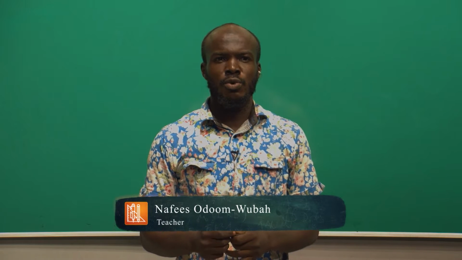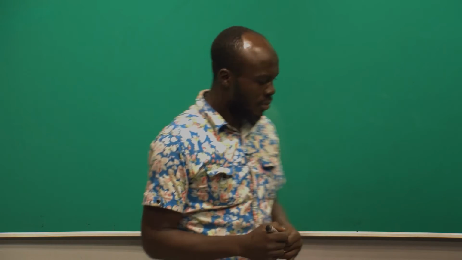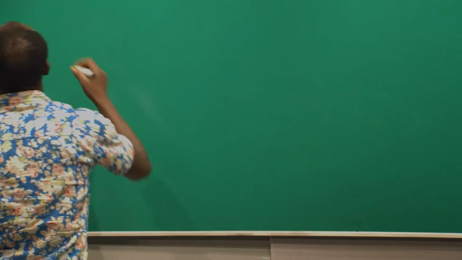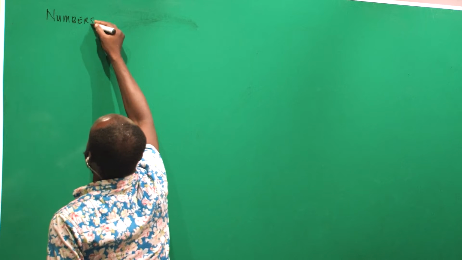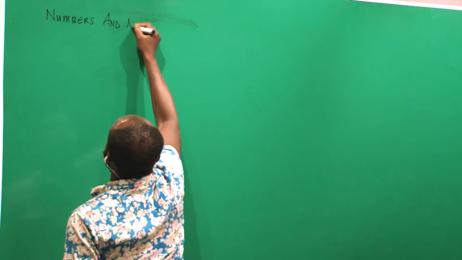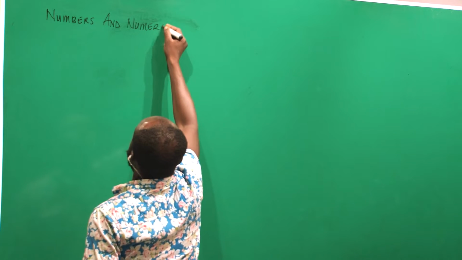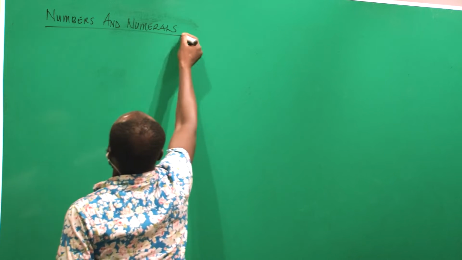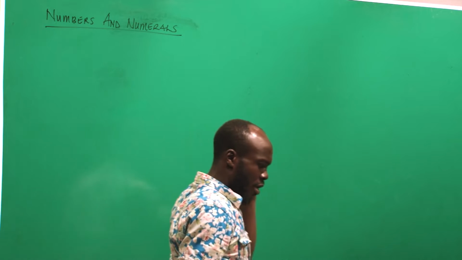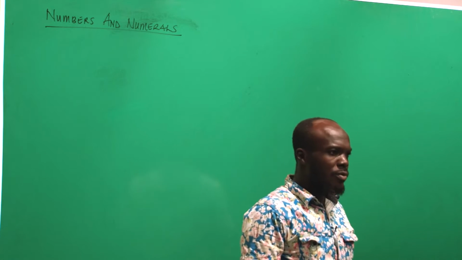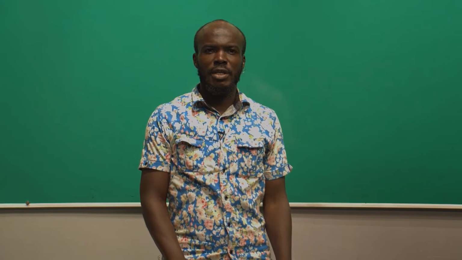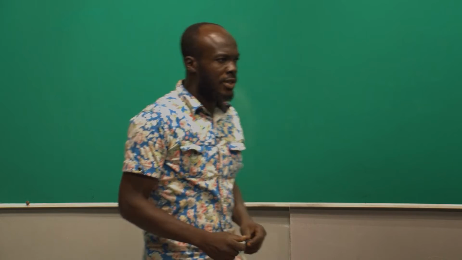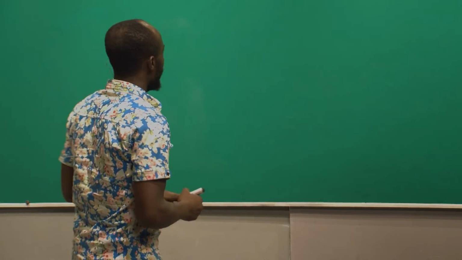Today's lesson, we are going to learn numbers and numerals. At the end of the lesson, students should be able to write numbers up to 1 billion and also count numbers up to 1 billion. Now, the numbers 0 to 9 are what we are going to use.